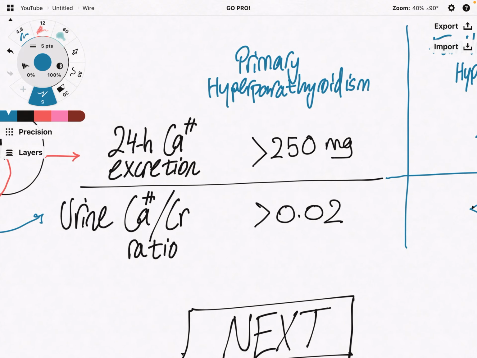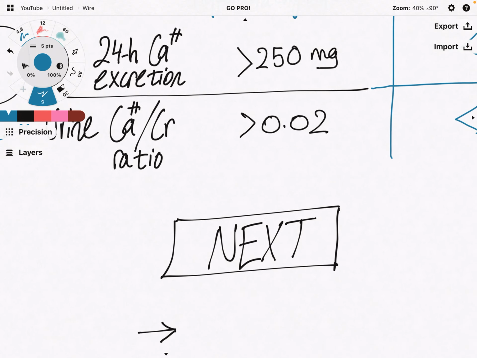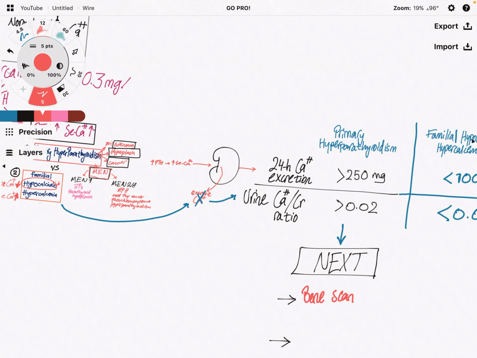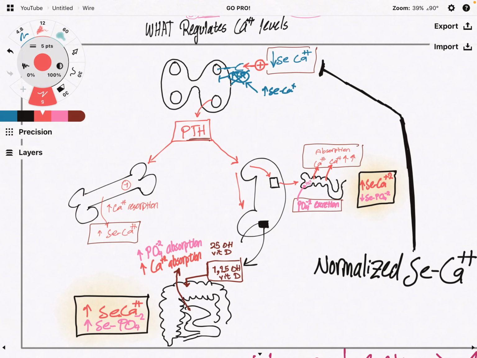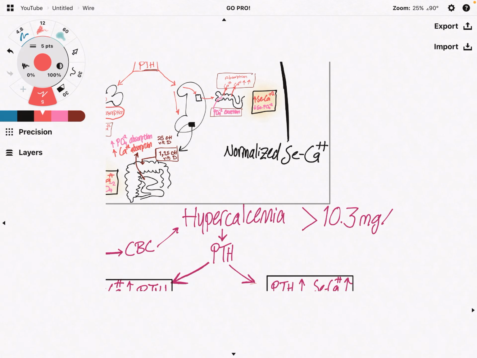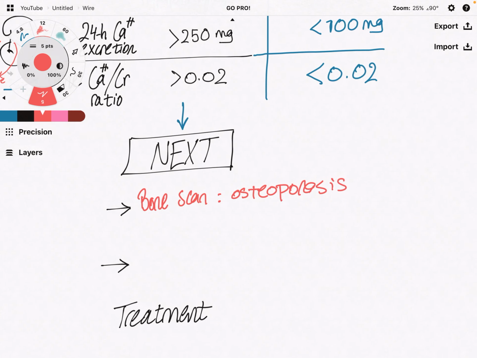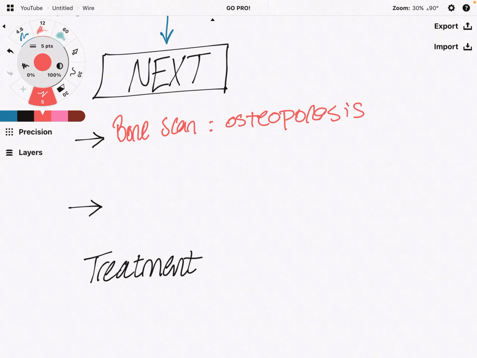Okay, so let's say that a patient was diagnosed with primary hyperparathyroidism. What would you do next? What you should do is a bone scan, right? Because we know that if the patient has a very high parathyroid hormone, this means that we are inducing calcium resorption from the bone. So resorbing the calcium from the bone makes the bones weak, and this might cause osteoporosis in these patients. So we do a bone scan looking for osteoporosis.